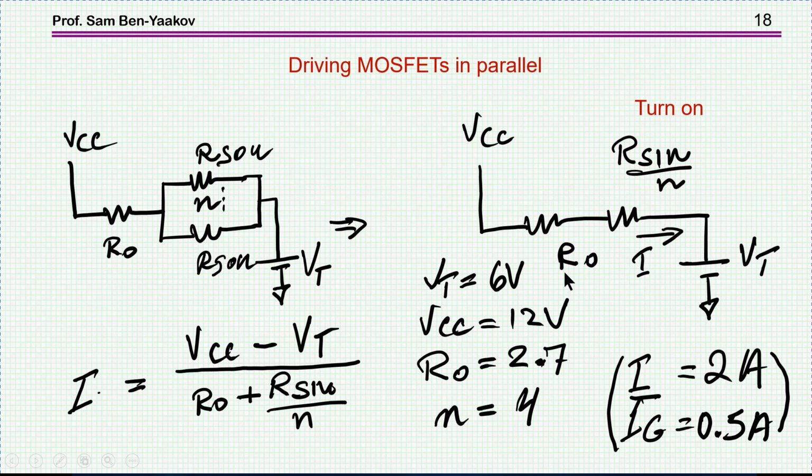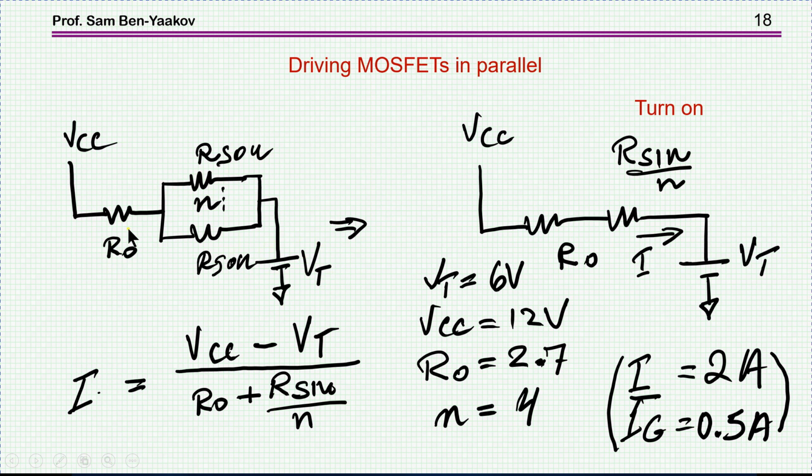So let's take an example here. Suppose we have a power supply, VCC, there is the output resistance of the driver. I'm talking now about turn on. I have a number of transistors, I'm assuming 4 transistors. So we have all these in fact in parallel, and I'm assuming the voltage here is high enough, so there is sort of an average threshold voltage here.